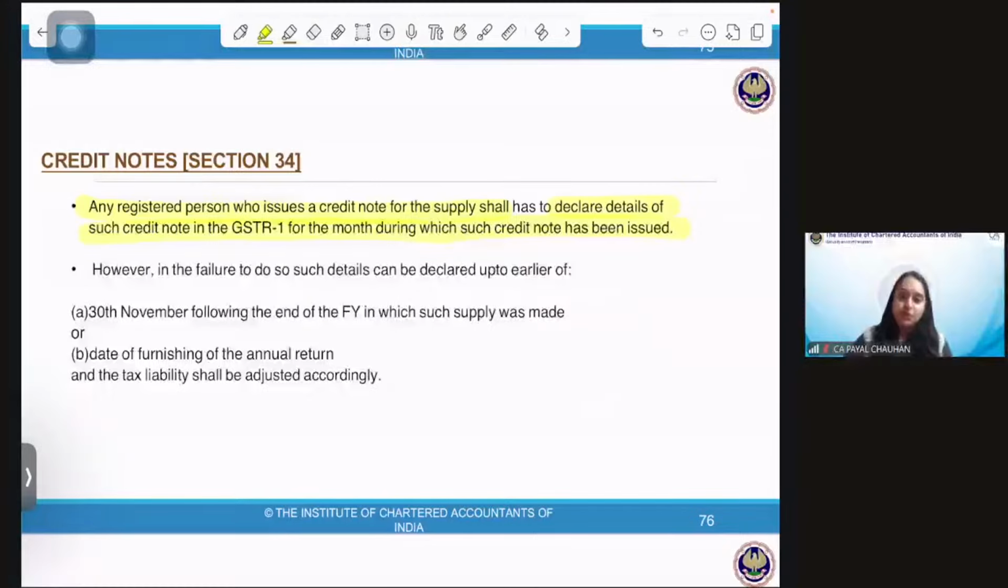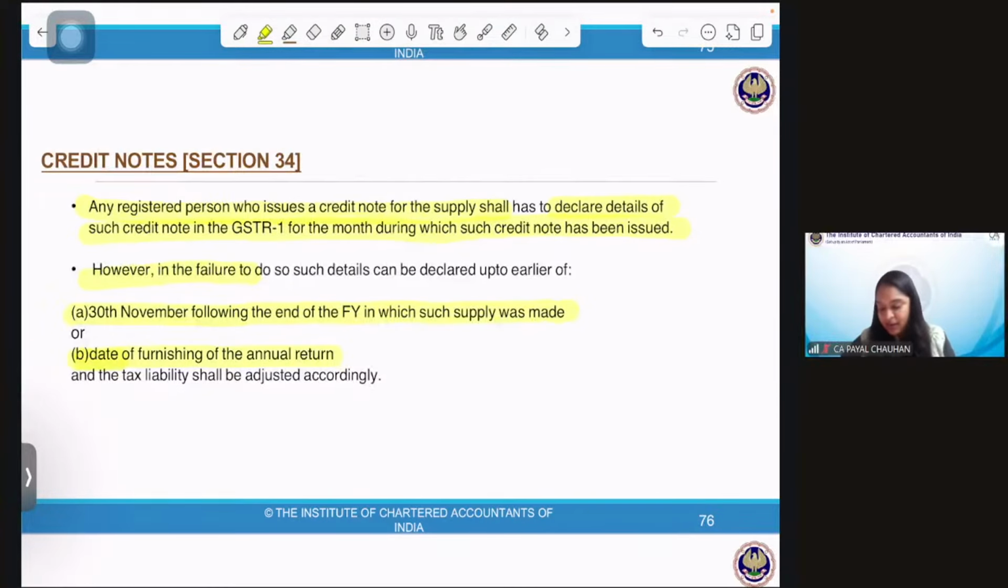Usually, credit notes are shown in GSTR-1. There are a number of tables where we need to show it. However, if I am not able to show it in the GSTR-1 of the month when the credit note was issued, then what is the final date? The final date will be 30th November following the end of the financial year in which the supply was made, or the due date of furnishing the annual return, whichever is earlier.